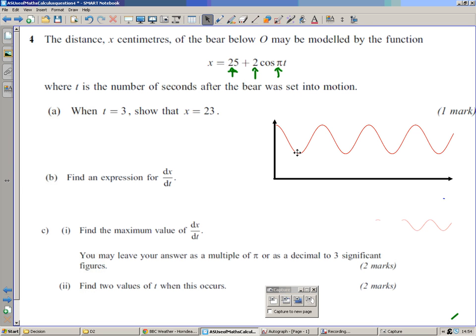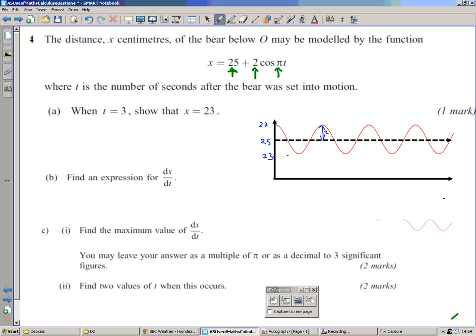Now, as well as that, the 2 tells us the amplitude. So we know that that length there is 2. It's been shifted up 25, so that's 25. So we obviously know that it's oscillating, going between 27 and 23.